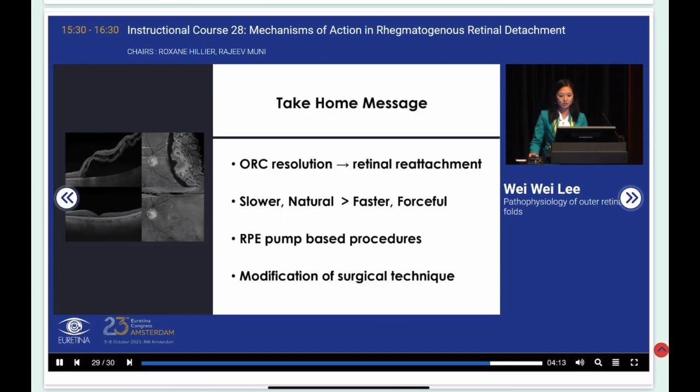So the take-home message is that outer retinal corrugation needs to resolve before retina is reattached. Therefore, a slower, more natural reattachment is better than a faster, forceful one. In order to reduce the incidence of outer retinal folds, we need to consider RPE pump-based procedures, for example, scleral buckle or a pneumatic retinopexy, or even modification of surgical techniques to reduce the incidence of outer retinal folds to achieve a better functional outcome for a patient. Thank you.